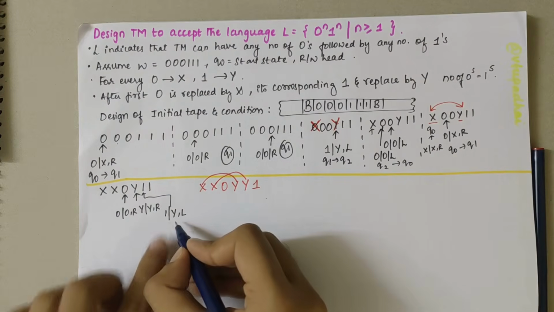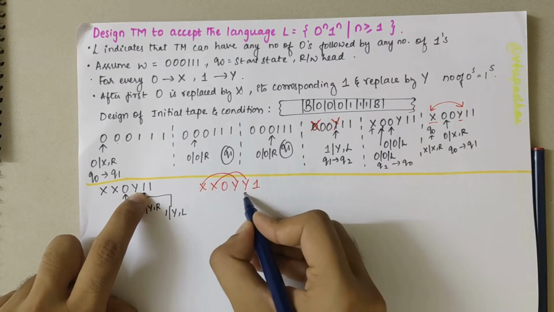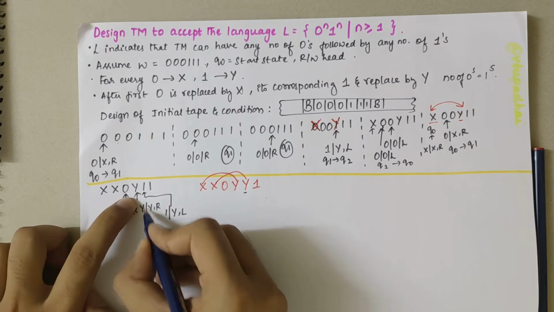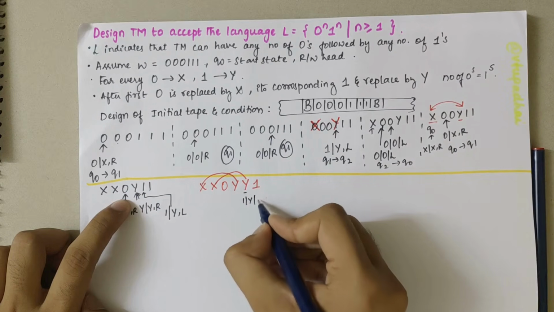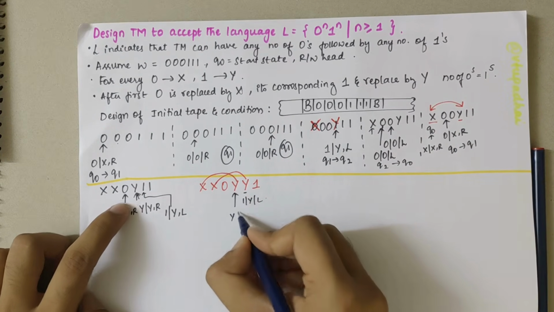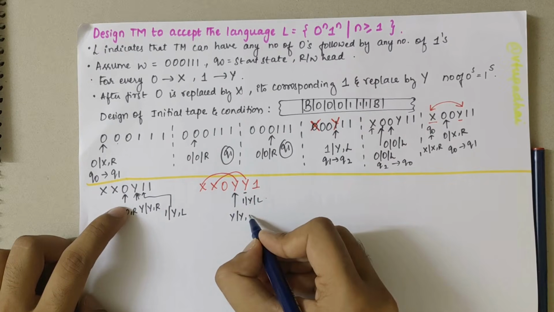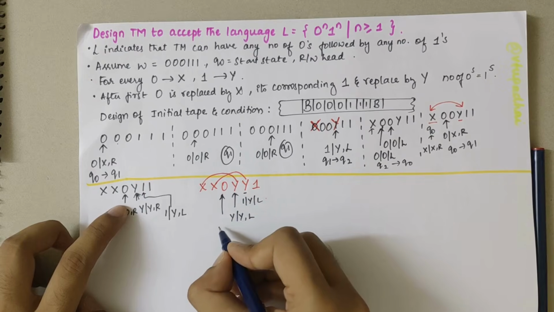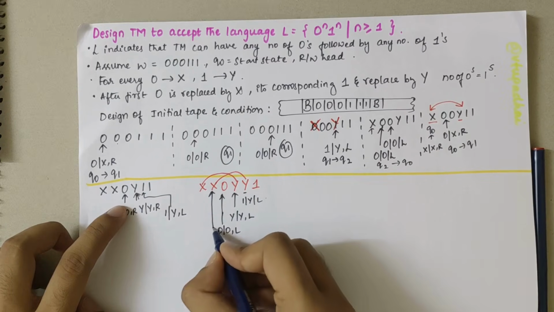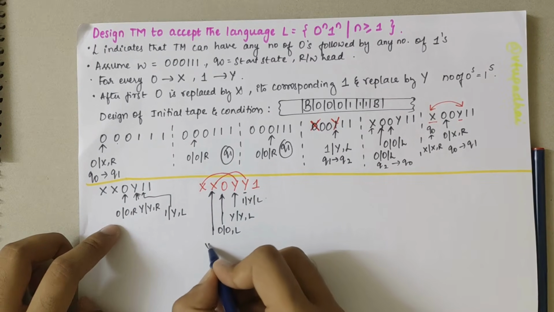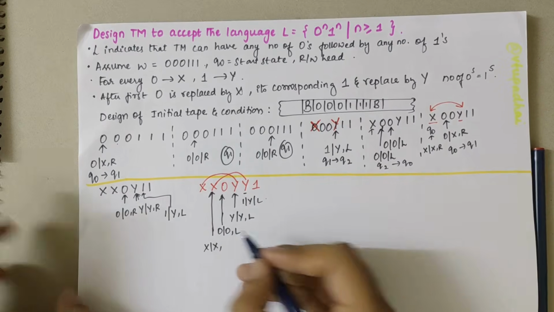So I was here, right? This was changed to y. So when I come here, this was changed to 1 by y and left. When I come here, y and move left. This is 0 by 0 and move left. Here when I come here, I get x by x and move right.